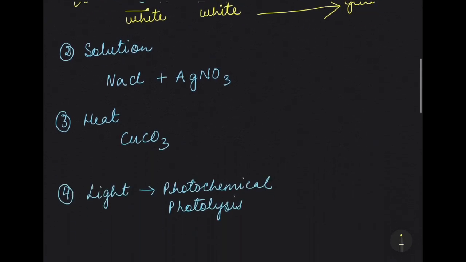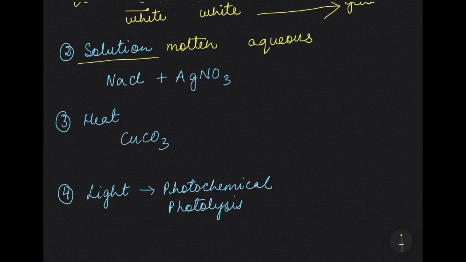Okay. Next is the substances must be in solution form. When we talk about solution form, it may be in the molten state. Molten means melted. That means it is liquid, or it is mixed with water. Then it is known as aqueous. Aqueous means it is mixed in water. It is turned into a solution.